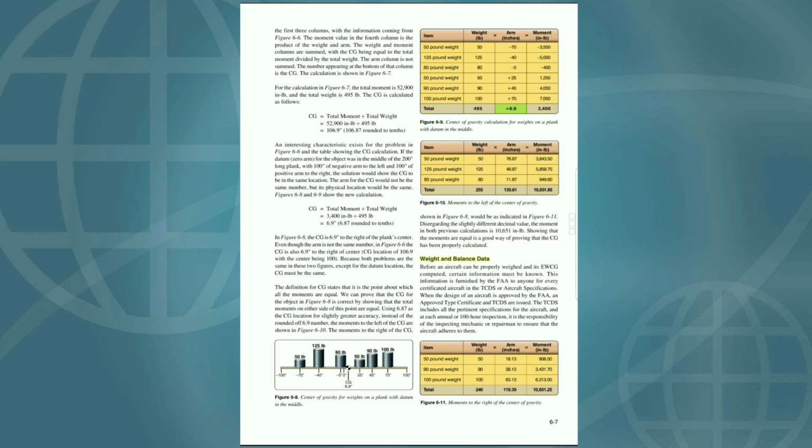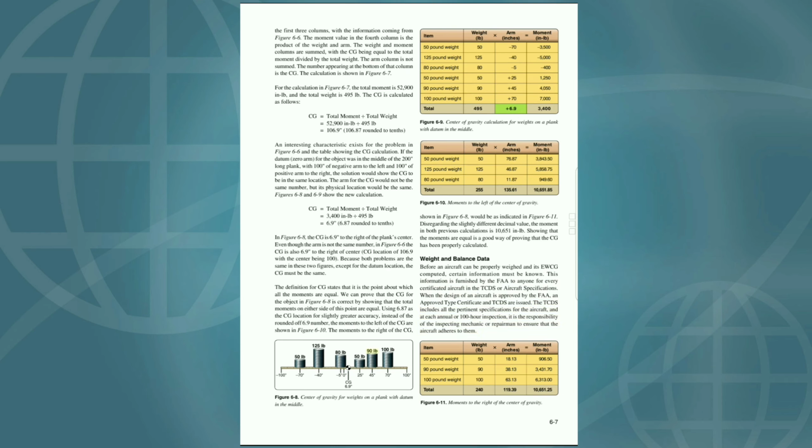Weight and balance data. Before an aircraft can be properly weighed and its CG computed, certain information must be known. This information is furnished by the FAA to anyone for every certificated aircraft in the TCDS or aircraft specifications. When the design of an aircraft is approved by the FAA, an approved type certificate and TCDS are issued. The TCDS includes all the pertinent specifications for the aircraft, and at each annual or 100-hour inspection, it is the responsibility of the inspecting mechanic or repairman to ensure that the aircraft adheres to them.